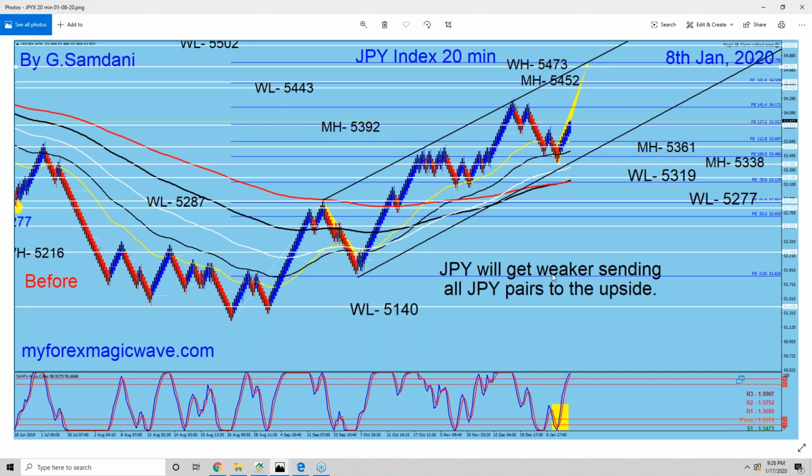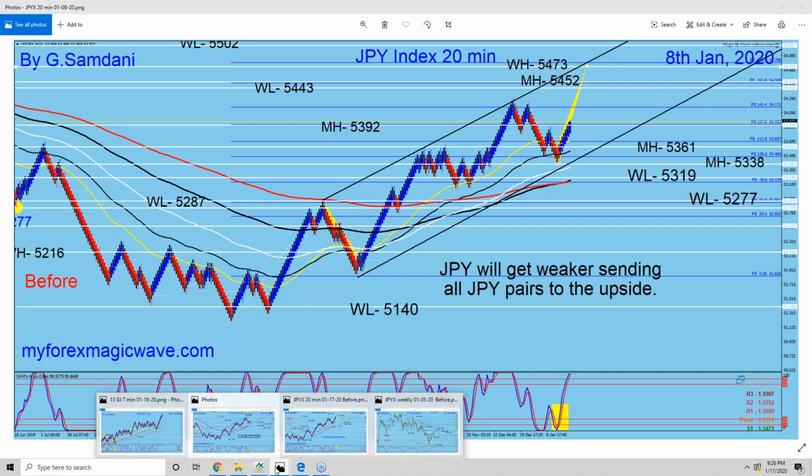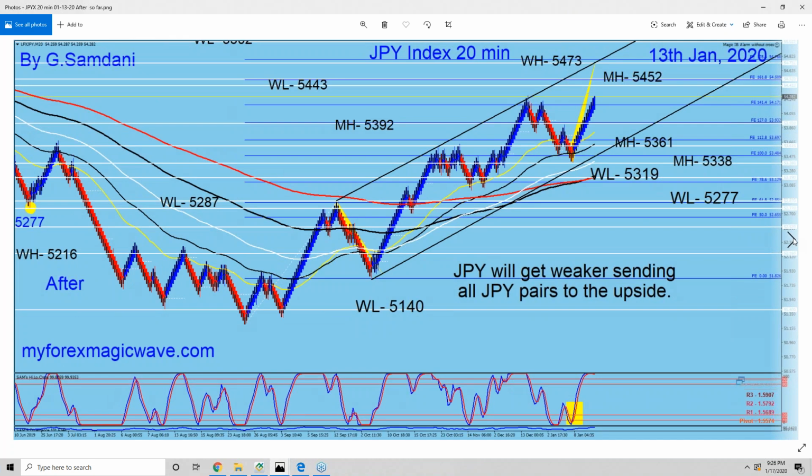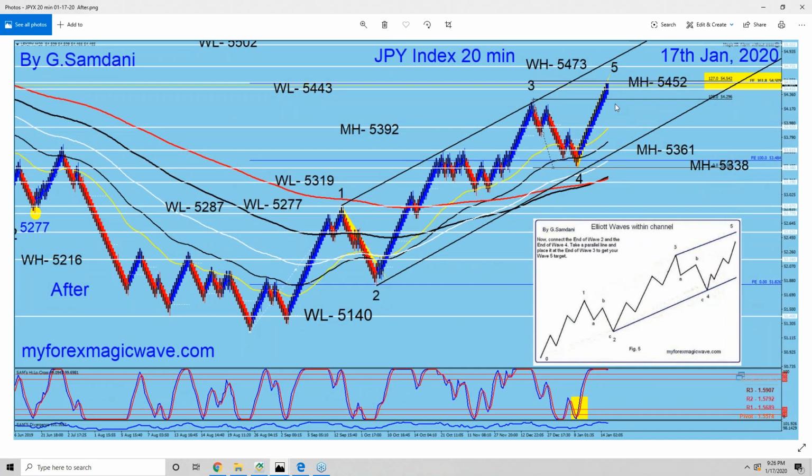Yen will get weaker, sending all yen pairs to the upside. And then finally, what happened to this chart is, let me see if I have it here. Next one, here we go. This is what happened to this chart as of yesterday. I mean the 17th, not yesterday, today, right? So I saved this chart, and then I know where this thing is going next, right?